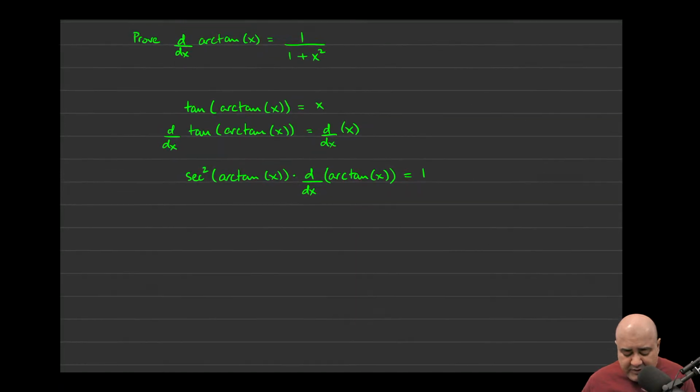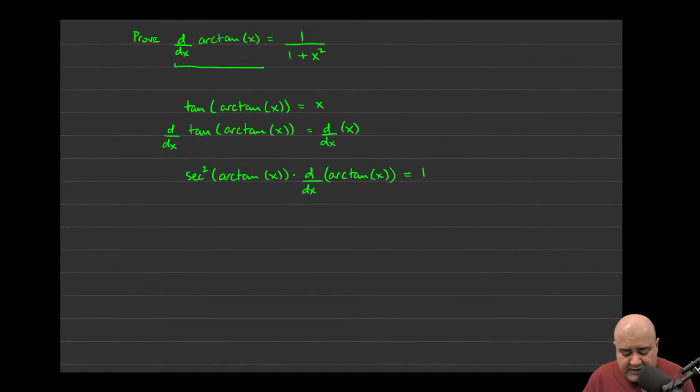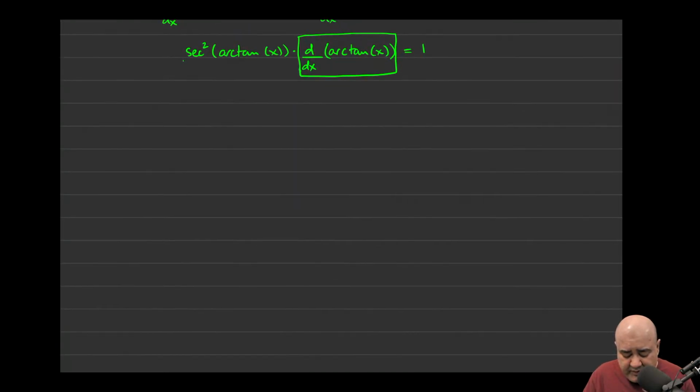Now remember, we are trying to prove that the derivative of arctangent x is this statement. Would it be reasonable then to say that, hey, if I can isolate this expression and figure out what it is, I should be good. That's exactly what I'm looking for. So if I get it by itself, I should be home. What we can do then is divide this expression over to the other side. So that will yield us with the derivative of arctan x equals 1 over secant squared of arctan x.